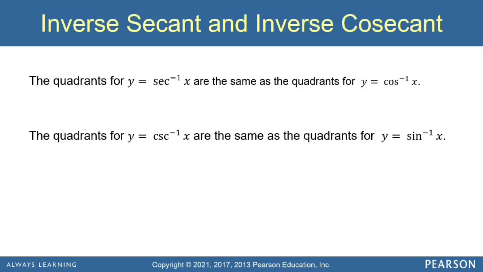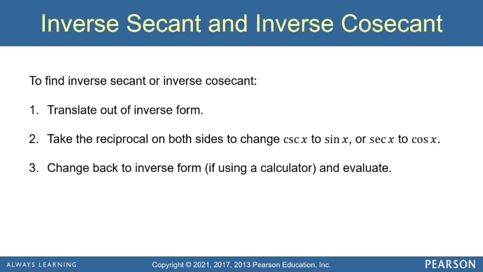And the quadrants for cosecant inverse are the same as the quadrants for sine inverse. And so we know that sine inverse has to give us an answer between negative 90 degrees and positive 90 degrees. And therefore cosecant inverse will do the same thing. Cosecant inverse will always give us an answer that's either in quadrant 4 or quadrant 1. Now, as you've seen before, our calculators do not have inverse secant buttons or inverse cosecant buttons.